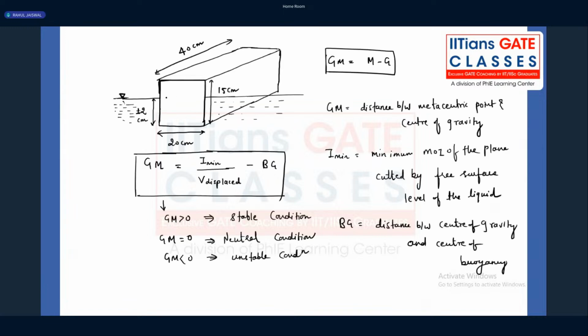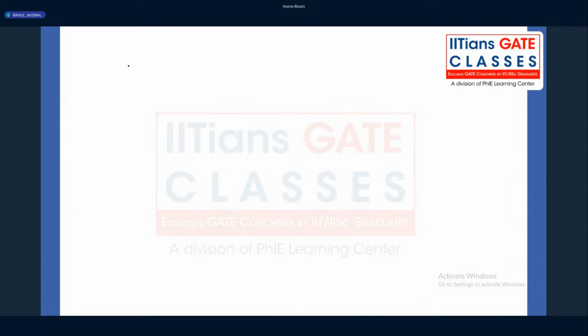When you cut it, you will get something like this. This particular plane you are going to get. I'm highlighting it with the dotted line. When the free surface cuts it, definitely you are going to get this particular rectangle. I'm just drawing the rectangle once again.